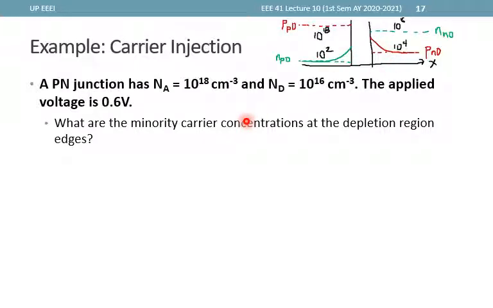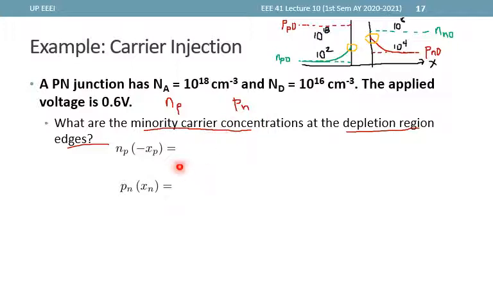So equation-wise, how do we represent the minority carrier concentration at the edges? So note that these are minority carrier concentrations. So we're talking about some N sub P and P sub N. But since it is mentioned here at the depletion region edges, then we are actually referring to the values here. Okay, and that must be NP at minus XP and P sub N at XN.